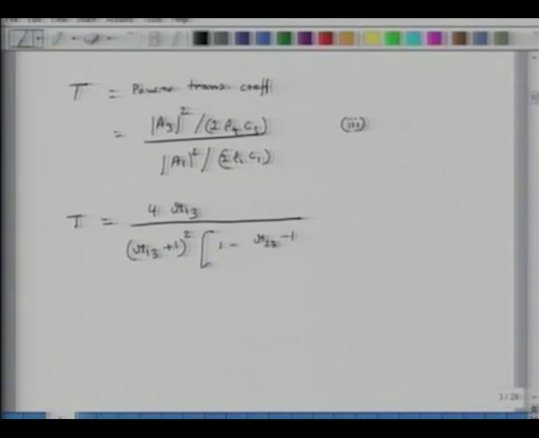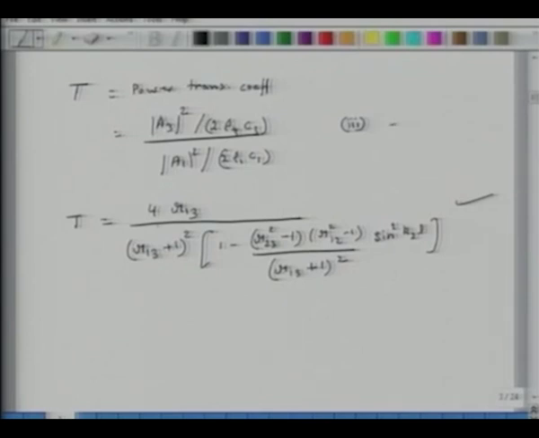R23 minus 1 square minus R13, this entire thing divided by R13 plus 1 whole square times sine square of k2L. So how did I get this equation? By solving A3 in terms of A1 and plugging those values in this equation 3. Okay.